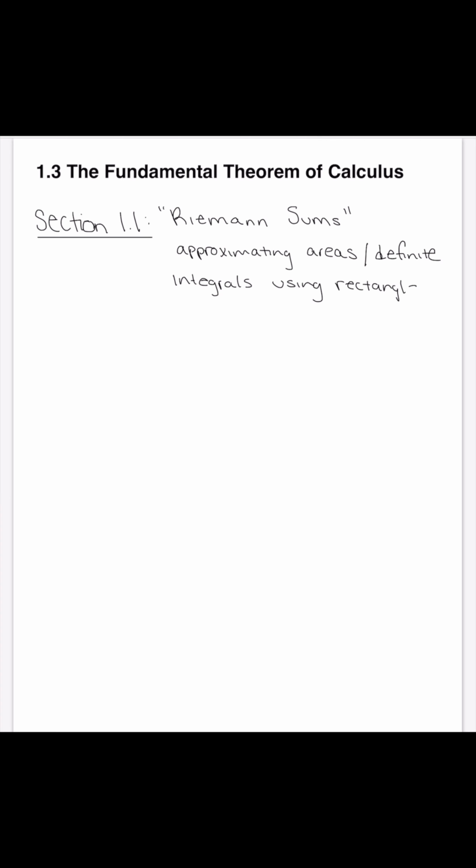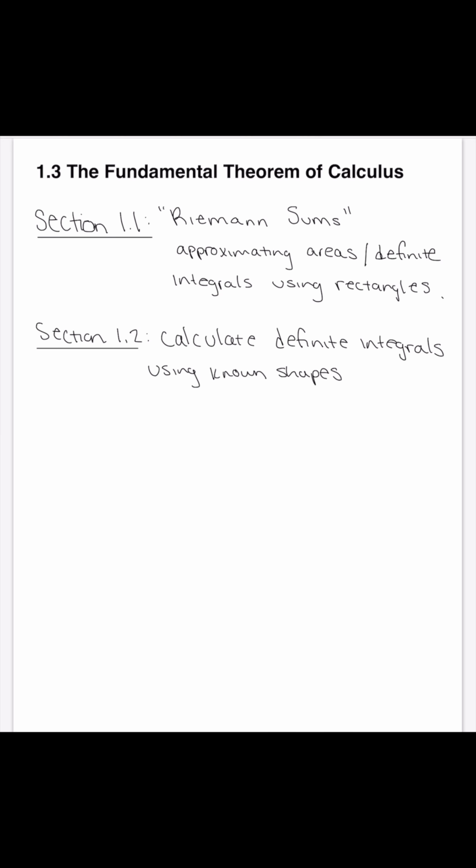And then in section 1.2, we decided we could also not limit ourselves to just rectangles, but use triangles, trapezoids, circles, any known shapes to calculate definite integrals. And then we also learned some properties of definite integrals. So we calculated definite integrals using known shapes. So we were still just interpreting the integral as an area. And we learned properties of integrals.